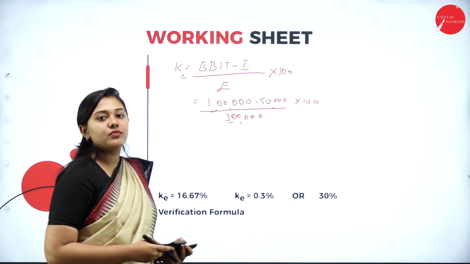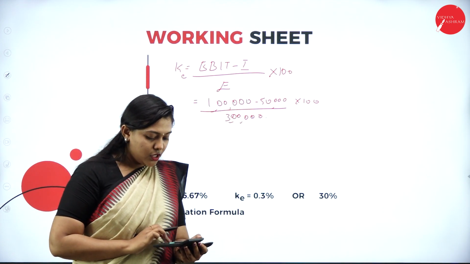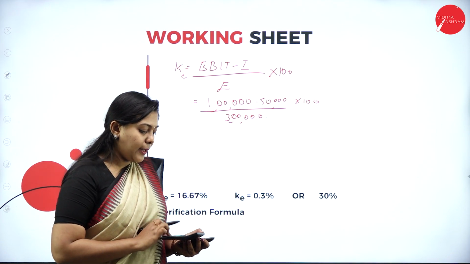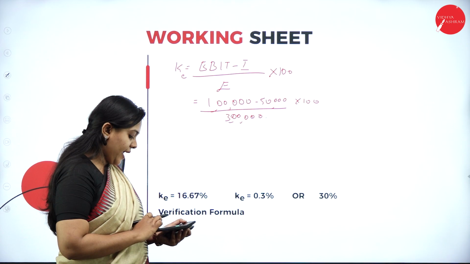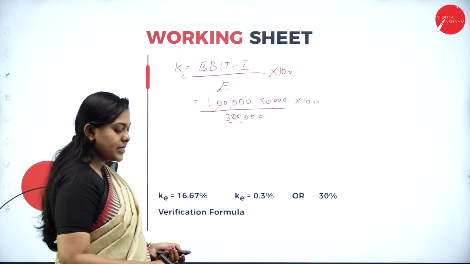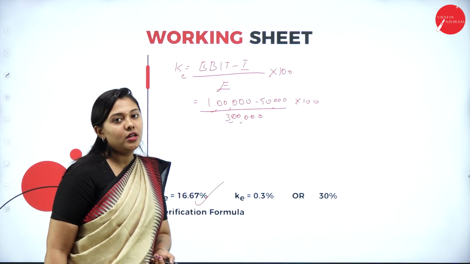So 1 lakh minus 50,000 is 50,000. 50,000 divided by 3 lakh into 100, you will get the value as 16.67%. So this is correct.